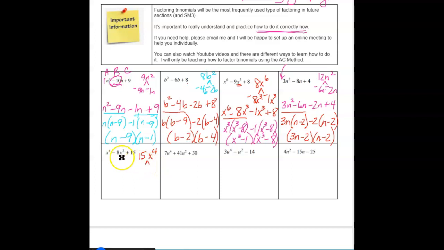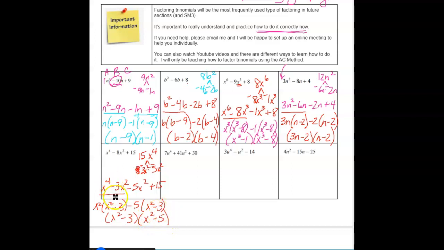I need the factors of 15 that give me 8. Oops, I said 8 and then I wrote it. 3 times 5. And I need to split that up, x squared. To get a -8, I need both of these to be negative. So x to the 4th. All right. Look at the first two terms. We can take out an x squared. The next two terms, I can take out a -5. So x squared minus 3, x squared minus 5.